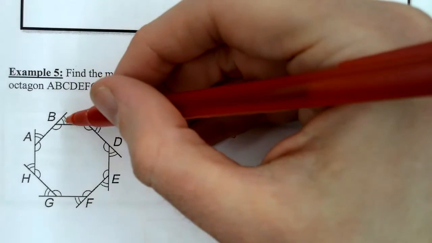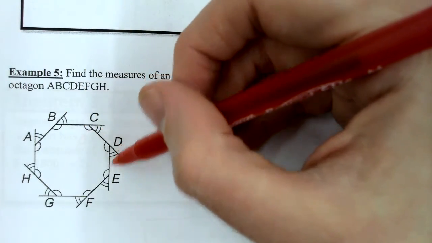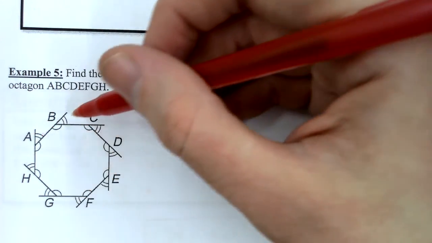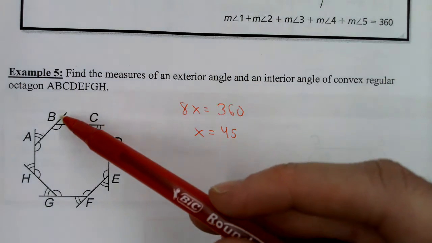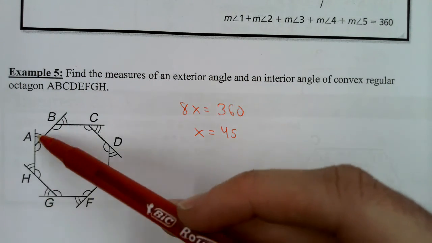So those are the exterior angles. Okay, those are the exterior angles. Exterior, 1, 2, 3, 4, 5, 6, 7, 8.